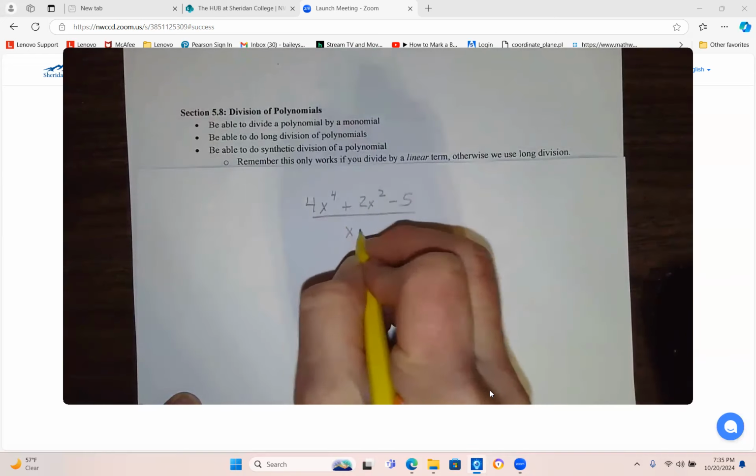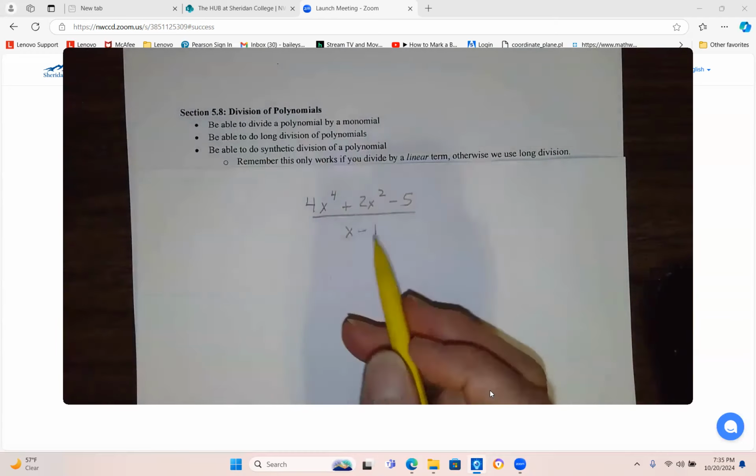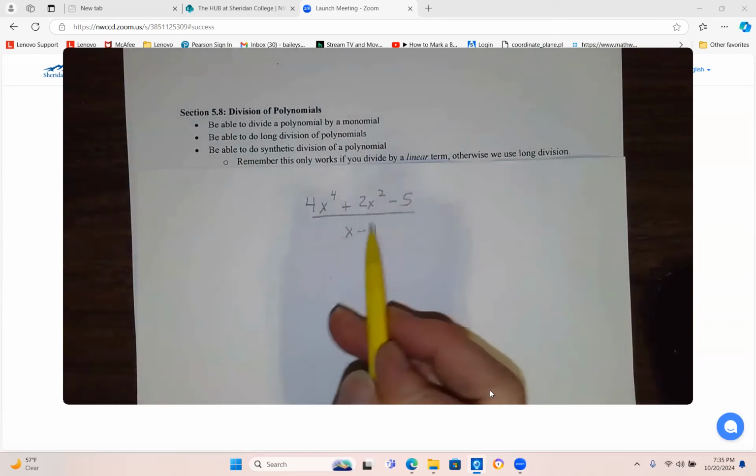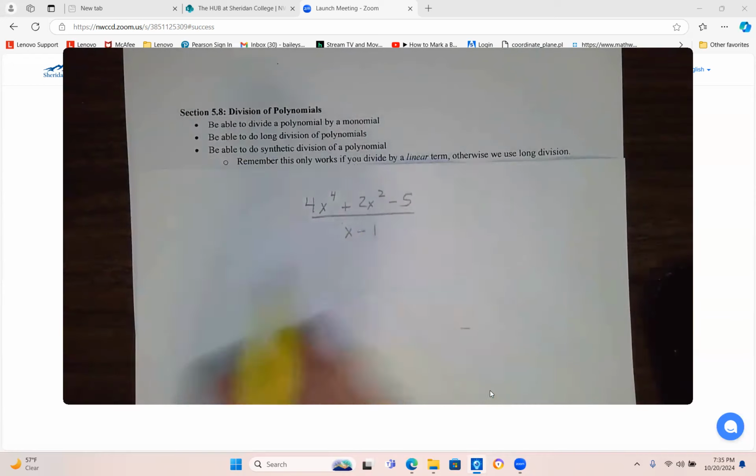I'm going to make it easy, x minus 1. All right. This one fits synthetic division, and I highly encourage you to use synthetic division if it fits. In this case, it does. So here, why can I use synthetic? Coefficient of 1, power of 1. All right, so I am going to use synthetic.